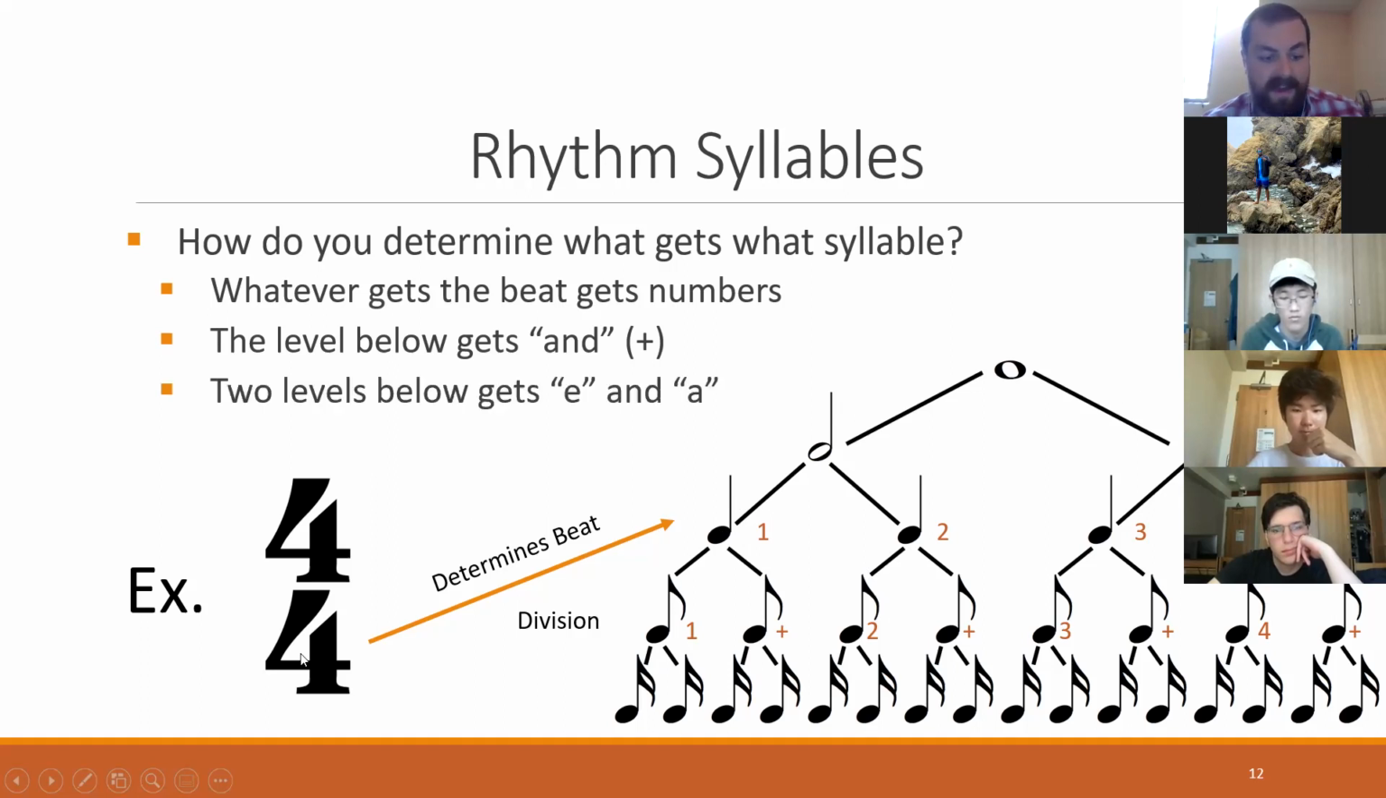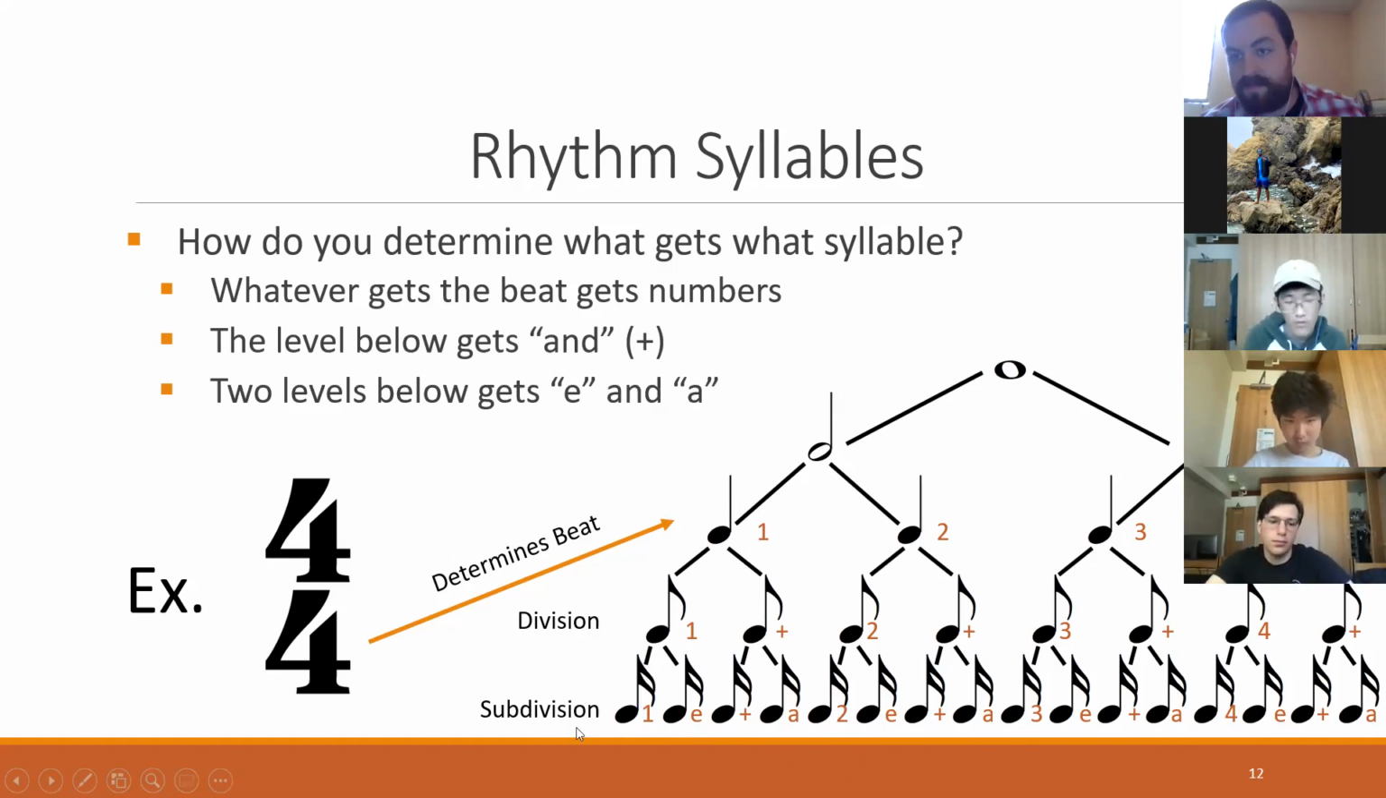The level below that gets the syllables "E" and... it's a long E and it's just short. It's not "A," it's "E" and that looks like this. 1 E and 2 E and 3 E and 4 E and. Now this looks really messy, but most music doesn't just have 16th notes in a measure. You see any combination of all of this.